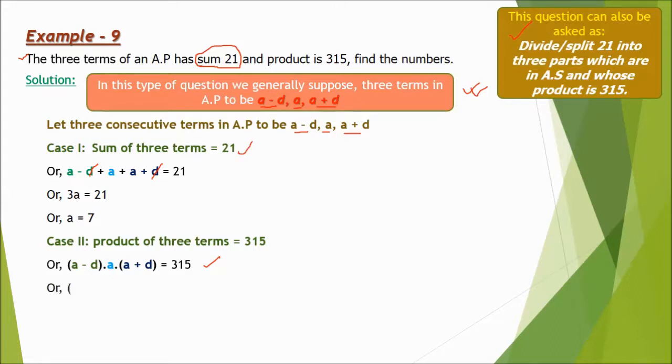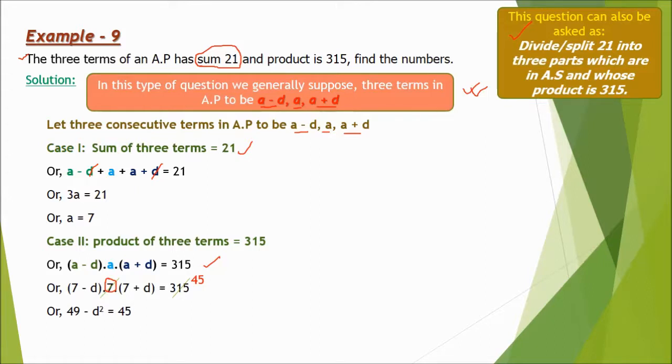We can use the value of a. 7 minus d, the value of a is 7, and we can cancel this 7 and 315, which is in multiplication form. 7 1 to 7 and 7 45, yes, it's 45 times 350. Now we can say this is a plus b, a minus b. If you have forgotten the formula, that is a square minus b square.